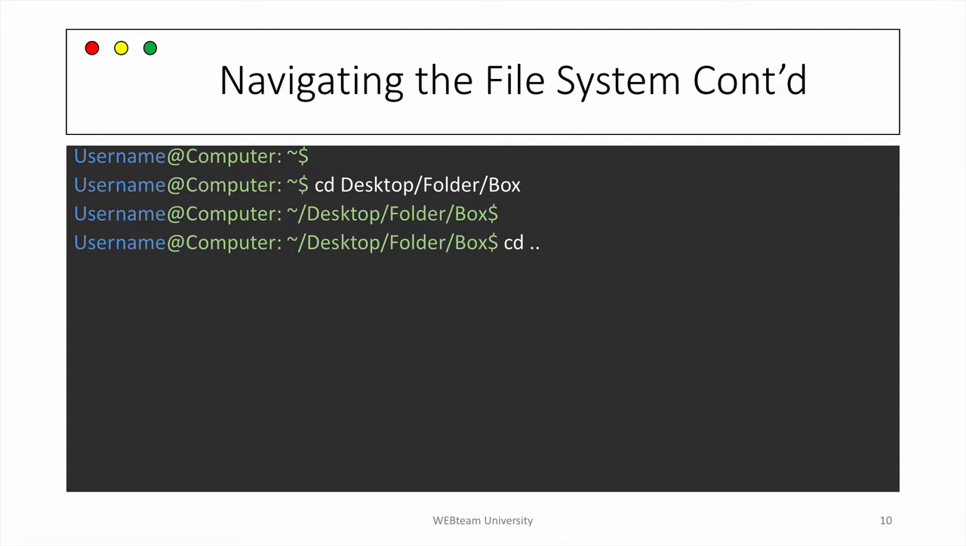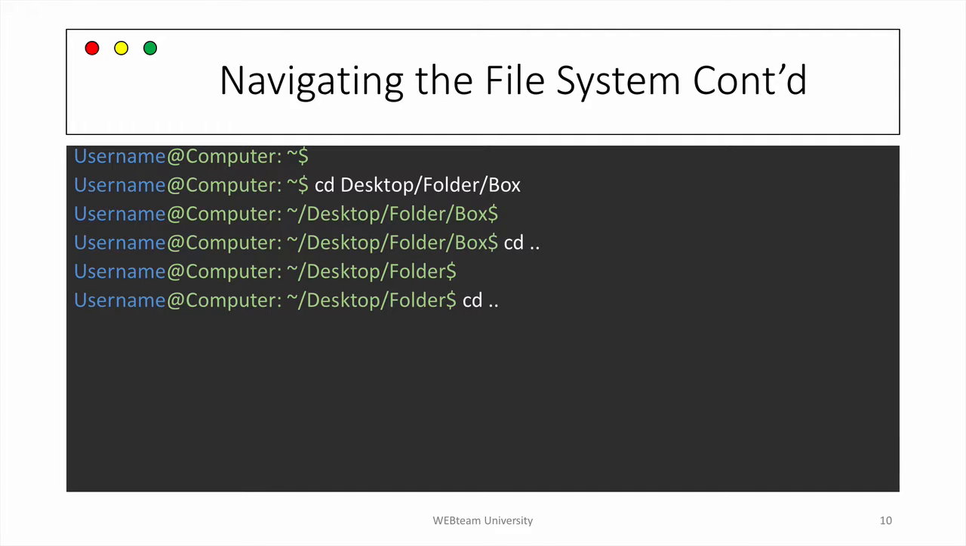I'm going to issue the command cd space dot dot. What this means is take me back one directory. Take me back one level. And it's going to take me from box. My new command prompt is going to indicate that I'm in folder. If I cd dot dot again, it's going to take me back again to desktop.